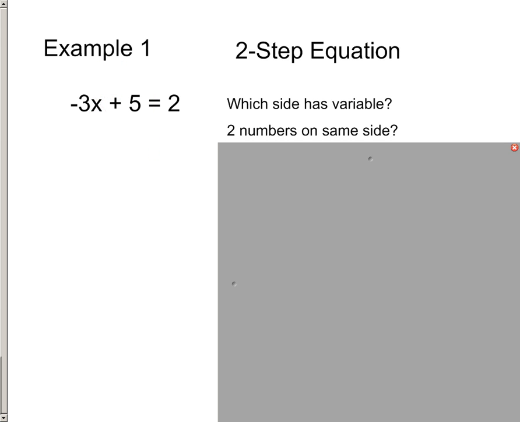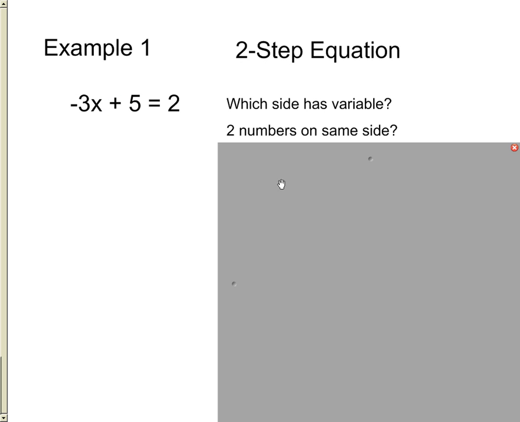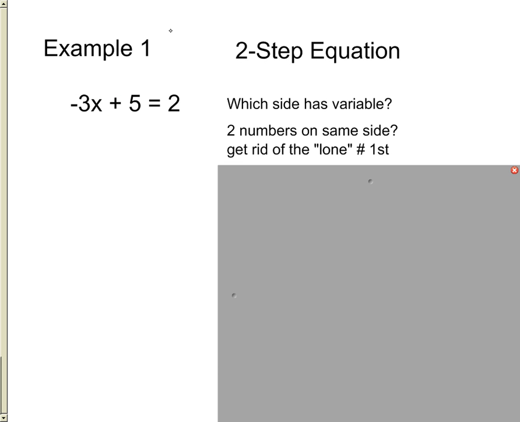And then you ask yourself, are there two numbers there? Because if there's more than one number, we're going to have to make some decisions. So here we go. There are two numbers on this left side of the equation. There's a -3, and there's also a +5. Get rid of the lonely number first.